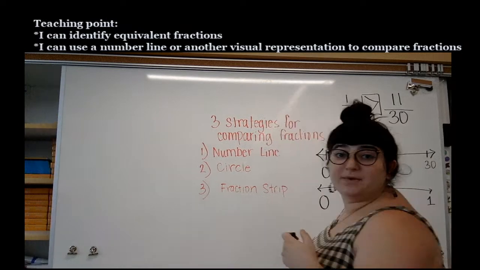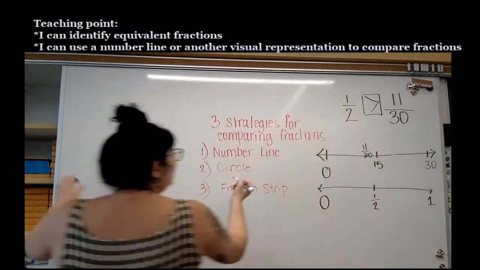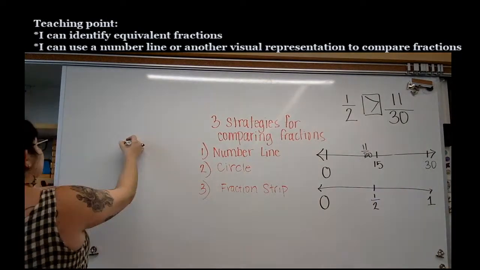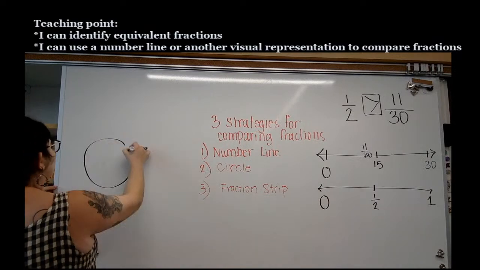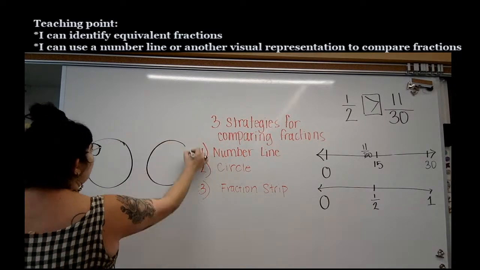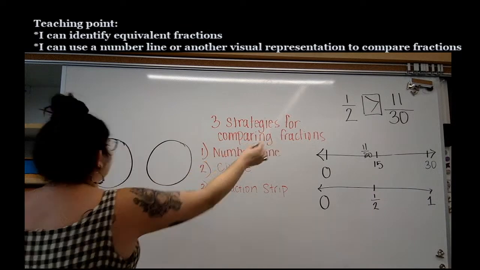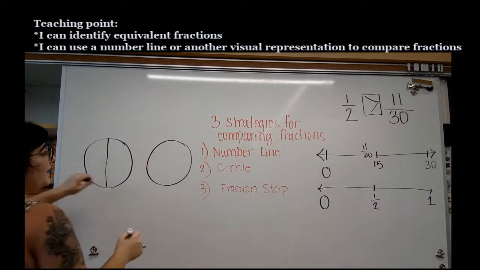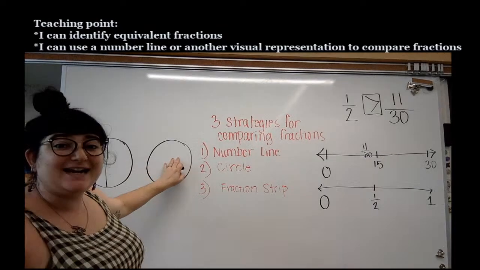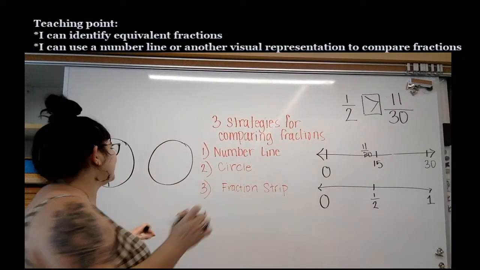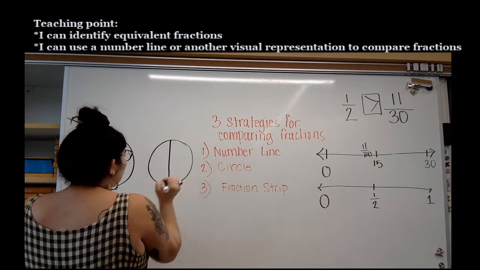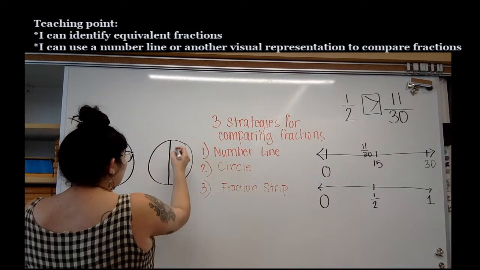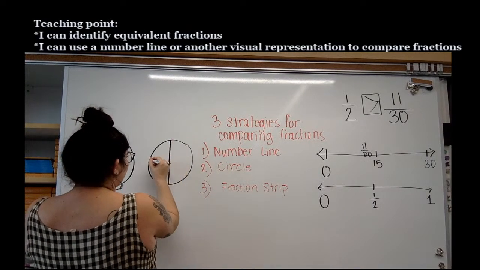Here we go. I'm going to draw it on this side. If I'm going to draw a circle, I'm going to draw 2 circles because I'm comparing these fractions. Well, I know that based off of that denominator, I'm only cutting this into 2 pieces. But for this one, I'm cutting it into 30 pieces, right?